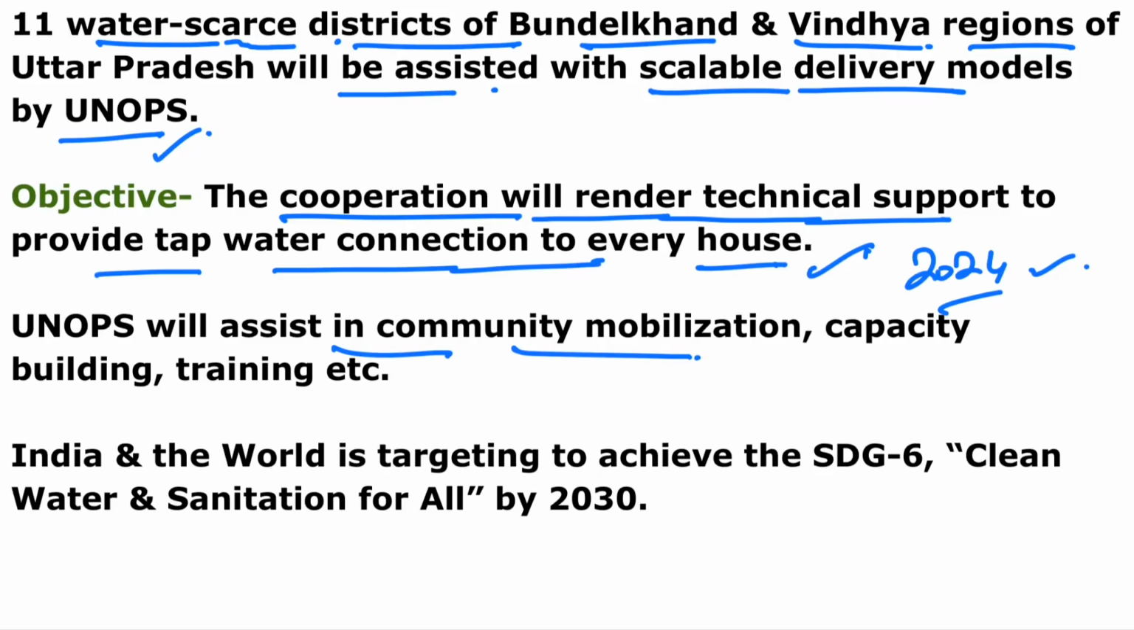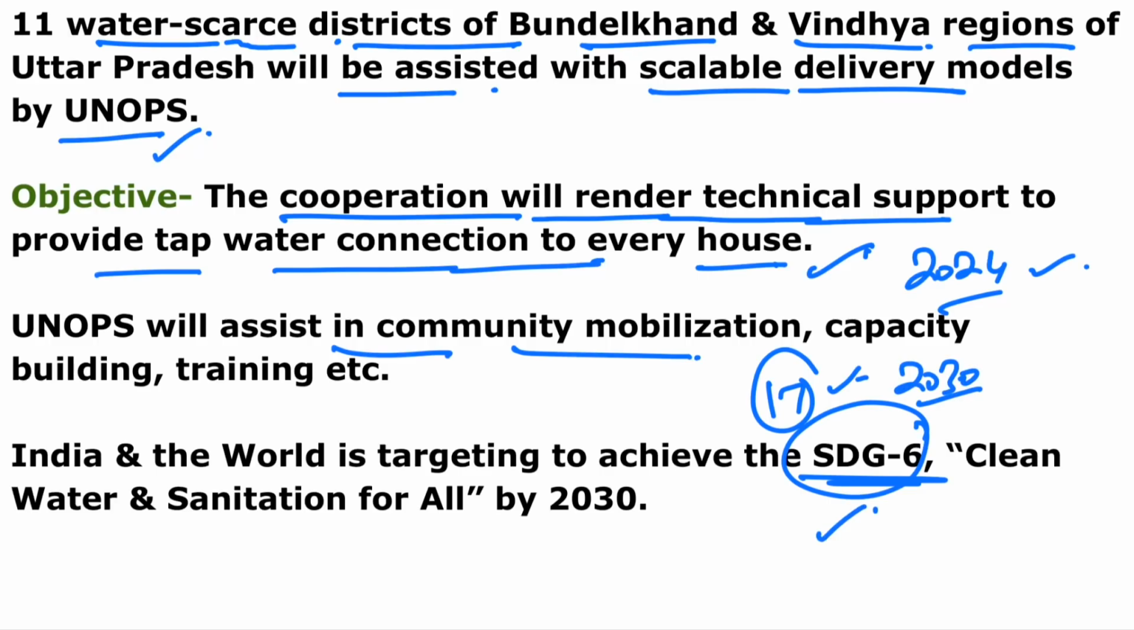It means India and the world are targeting to achieve Sustainable Development Goal number 6, because there are a total of 17 goals under the Sustainable Development Goals we have to achieve by the year 2030, and SDG 6 is clean water and sanitation for all by 2030. So remember this Jal Jeevan Mission, and remember Uttar Pradesh and Goa, because Goa is the first state that already achieved this target, but many states have to achieve it by 2024. This scheme was launched in 2019 by the Ministry of Jal Shakti, and the Union Minister of Jal Shakti is Gajendra Singh Shekhawat ji.